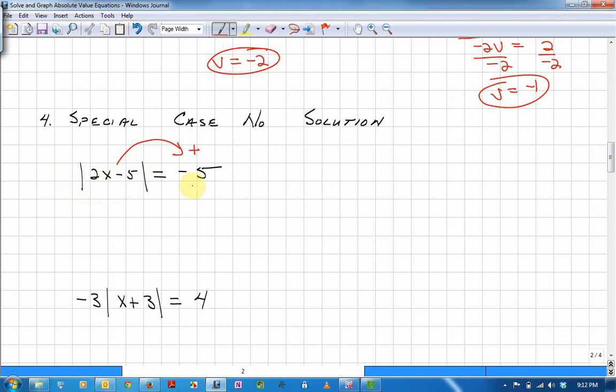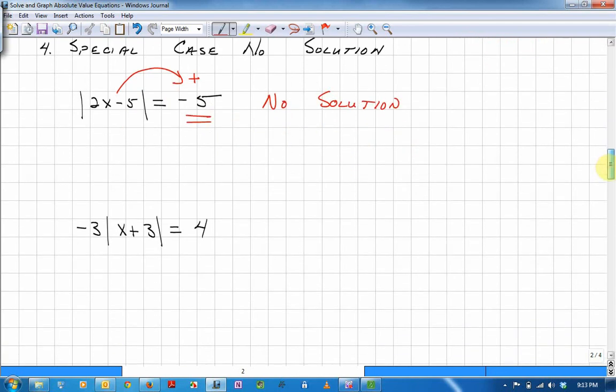Well, look what I have here. I have a negative 5. So there's no value that I can have for x that's going to make whatever's inside that absolute value come out to be this negative 5. So in this case, it's going to be no solution. So we always have to look at our equations to make sure that there's no negative on the other side.